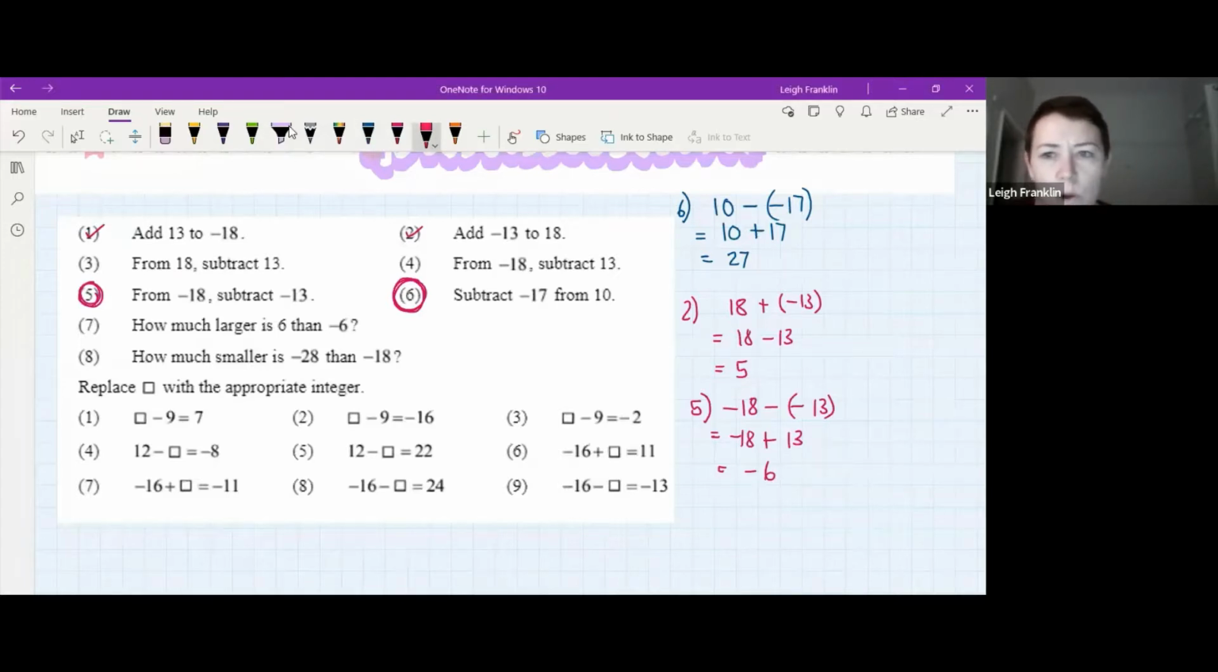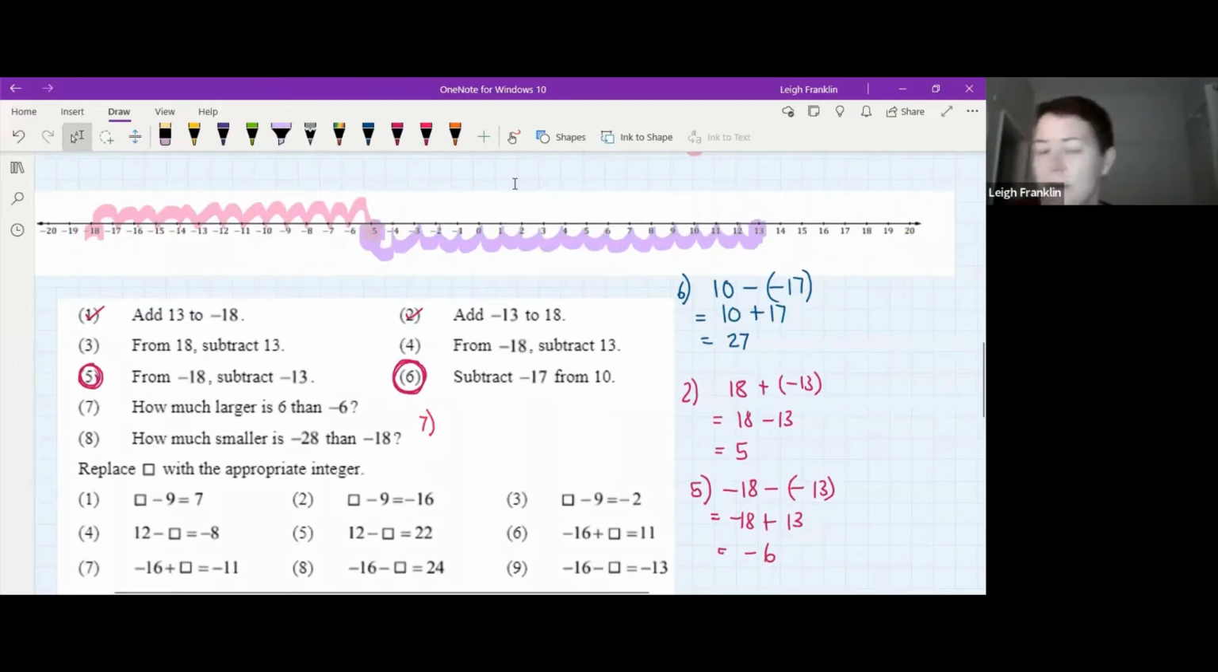Yes, ma'am. Okay, so what would we write? How would I answer question 7? How much larger is 6 than negative 6? How would I make a sum out of that? Ma'am, can you please go back to the number line so I can do it nicely? All right, no problem. There's the number line there.